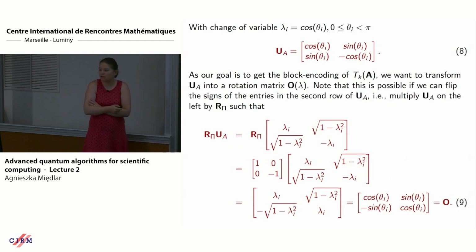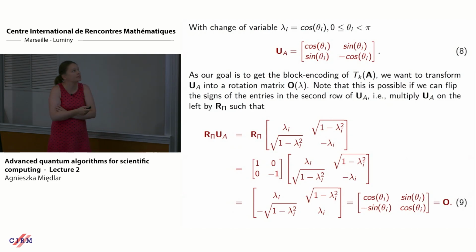Okay. So remember, our end goal is to get the block encoding of the Chebyshev polynomial evaluated in matrix A, and this was possible using the rotation matrix, OA. So OA was the rotation matrix to the power K. If you look at this object, it's almost there. It almost looks like a rotation matrix, but it's not exactly a rotation matrix. So now our goal is to find what type of transformation we have to apply to get a rotation matrix, because if I get a rotation matrix, then I can get my Chebyshev polynomial evaluated in matrix A.